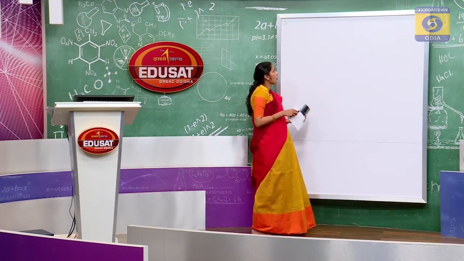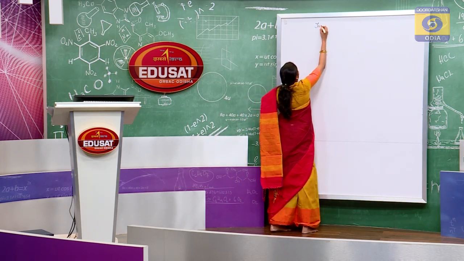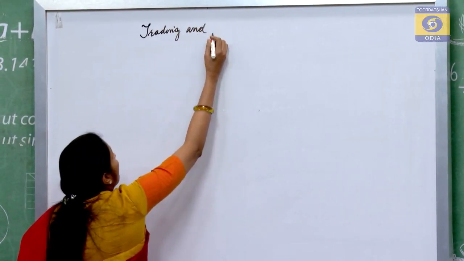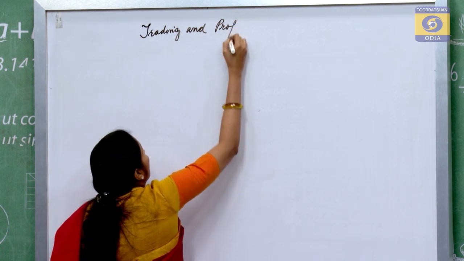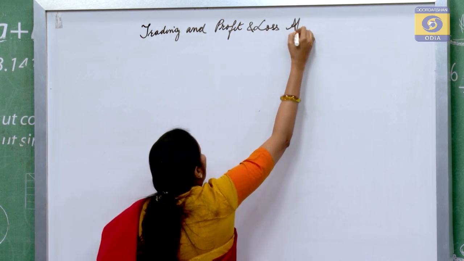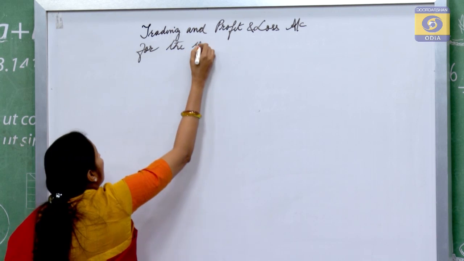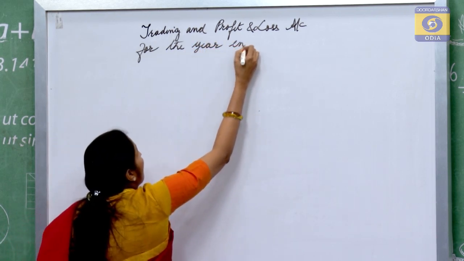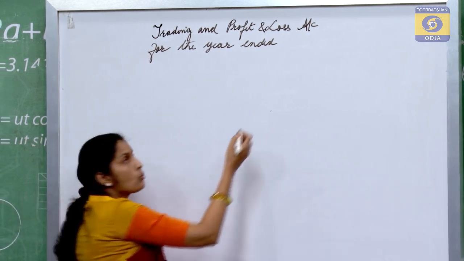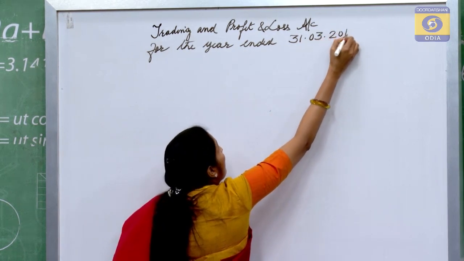Trading and profit and loss account for the year ended, that is given to us is 31st March 2019. So, 31/3/2019.